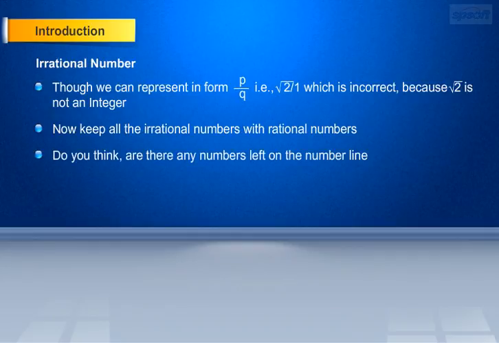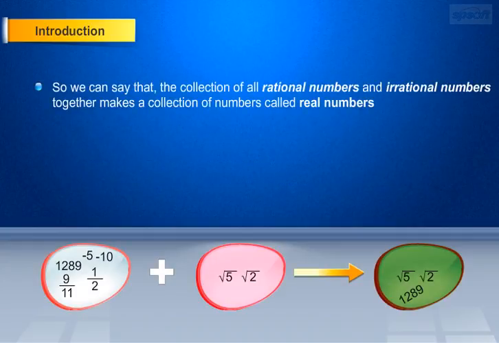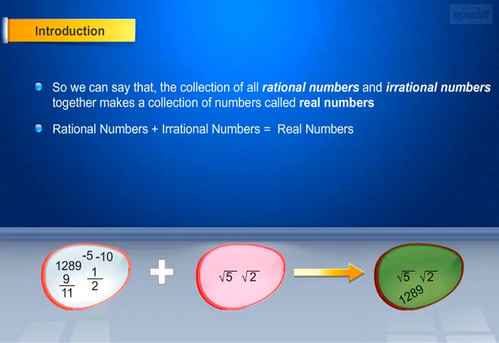Now keep all the irrational numbers with rational numbers. Do you think there are any numbers left on the number line? No, the combination of rational numbers and irrational numbers forms a complete number line. So we can say that the collection of all rational numbers and irrational numbers together makes a collection of numbers called real numbers. Rational numbers plus irrational numbers equals real numbers.